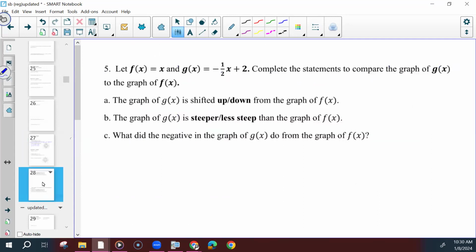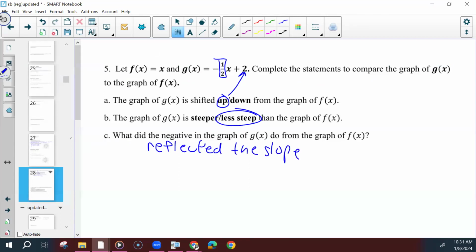On the back, we are transforming these two graphs, or comparing the original to this one. In part A, it's shifted up because the y-intercept is positive. Part B, the slope is less steep because it's a fraction. And the negative reflected the slope. We need all 3 answers in order to get the full point: up, less steep, and reflected the slope. You could put A, B, and then C, or you could just write out the 3 answers. Next. If it's a negative slope in general, it reflects. The negative has nothing to do with the steepness.